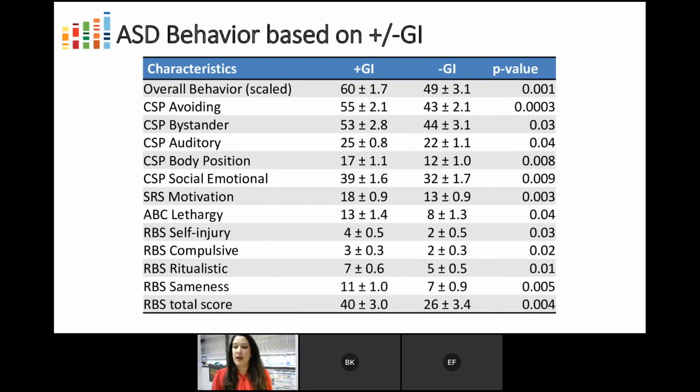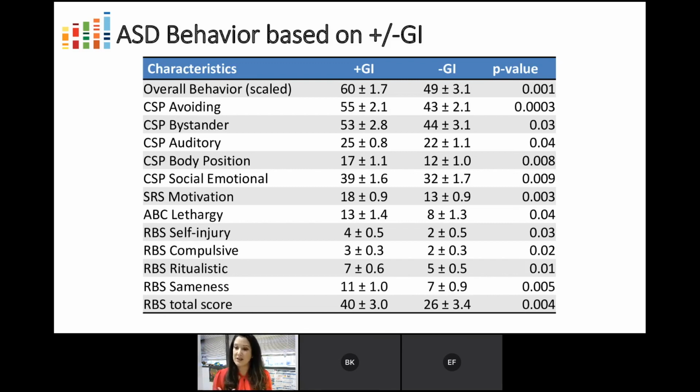Now, looking solely at our ASD cohort, and of course, again, we've hypothesized that GI symptoms would be closely associated with behavior, and we saw across our multiple survey tools that was absolutely correct. So across the board, we saw increased behaviors as measured by these tools associated with that ASD plus GI group. But you can see here a handful of those that met statistical significance as well.